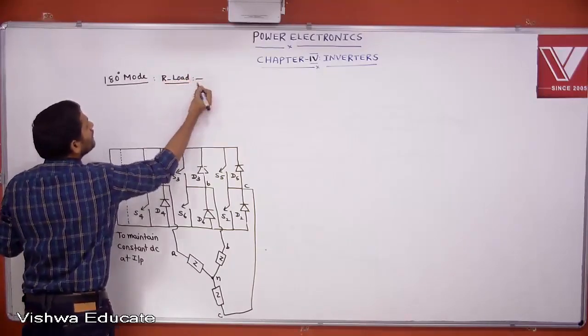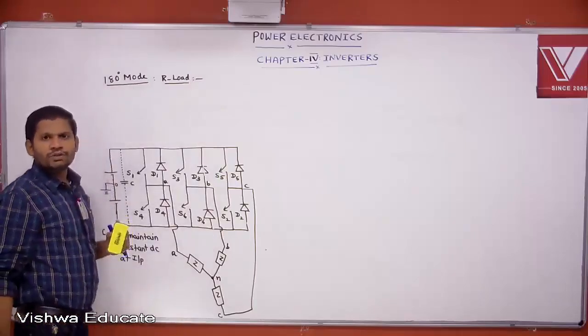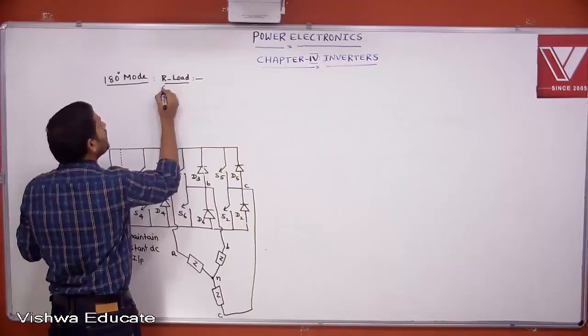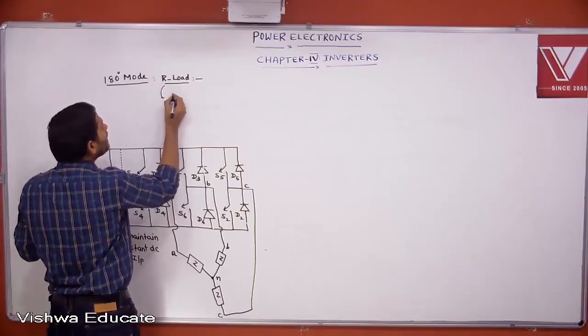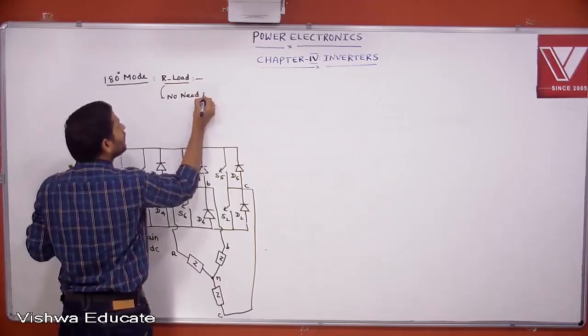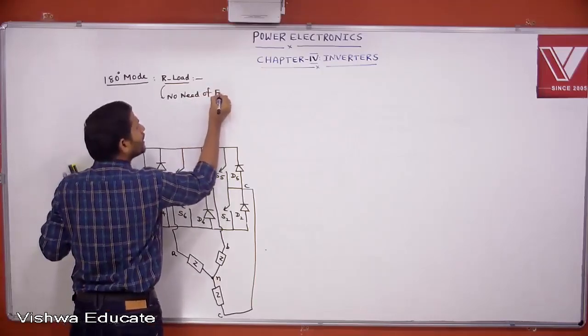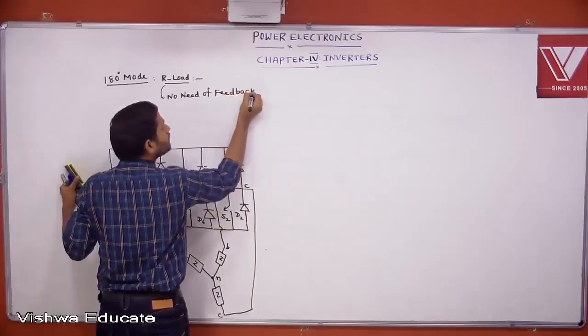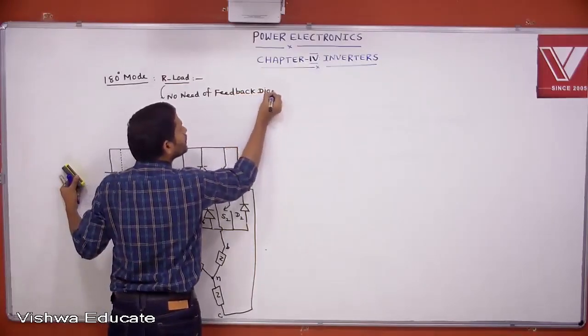We know this concept. It is a voltage source inverter, that's why we are using feedback diodes. For R load, for resistive load, no need of feedback diodes. That concept you know, that I already explained.